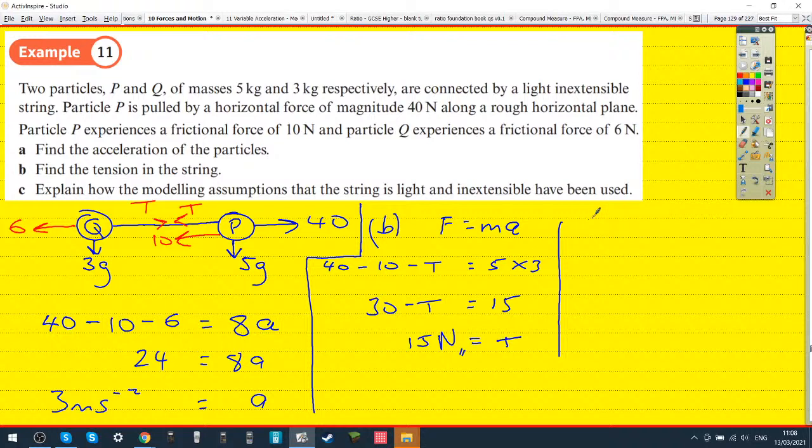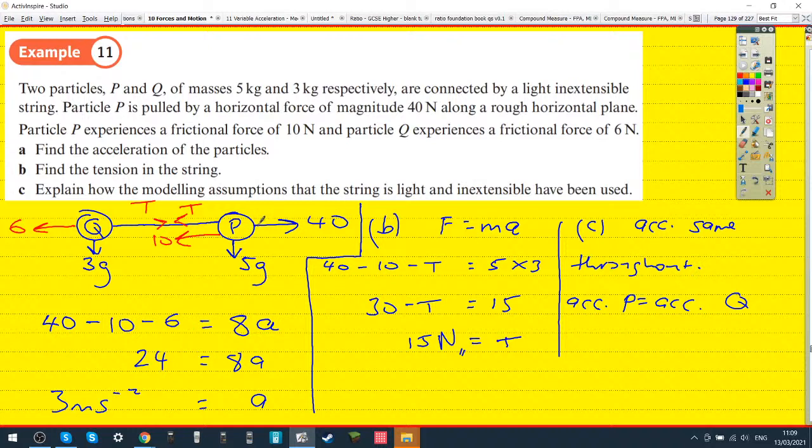And any idea about part C? Is it that it's not elastic? It's not stretchable. The consequence of that is the acceleration will be the same throughout the system. So the acceleration of P will be the same as the acceleration of Q. If the string was to stretch like it might in real life, P would go a bit faster than Q.